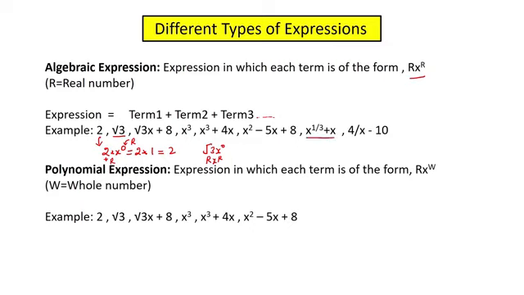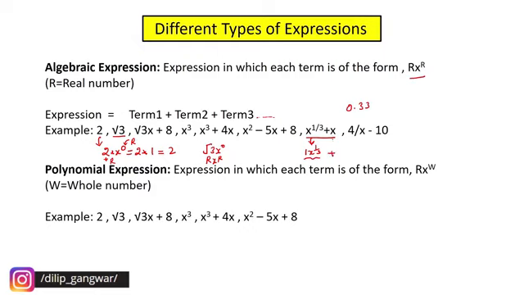Likewise, if you see this expression, each of the term is of form r x to the power r. How? Here this is 1 x to the power 1 by 3. This 1 by 3 is something like 0.33, and this 0.33 is a real number. So this term is a form of r x to the power r.